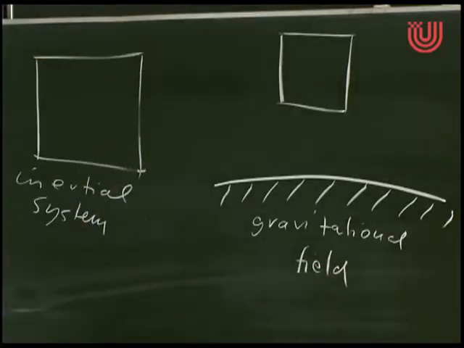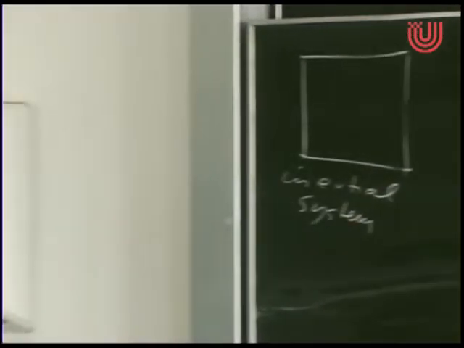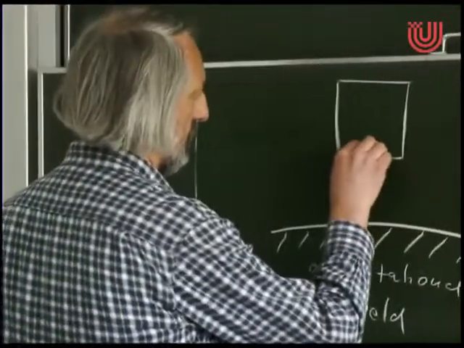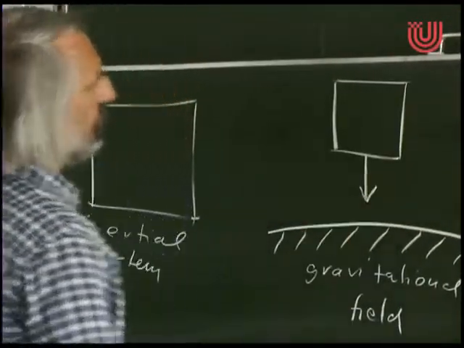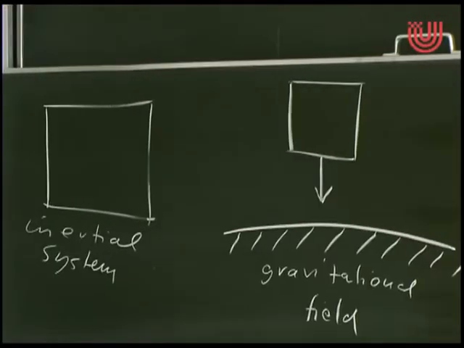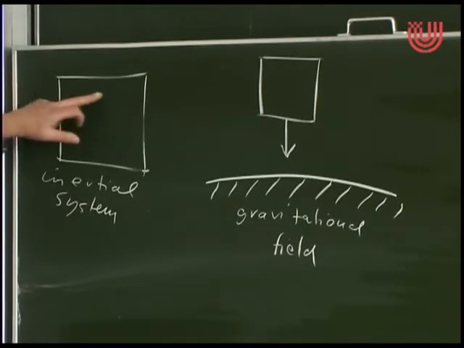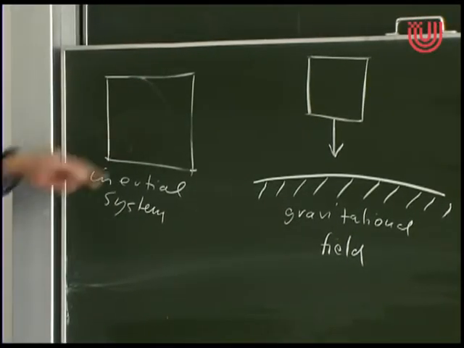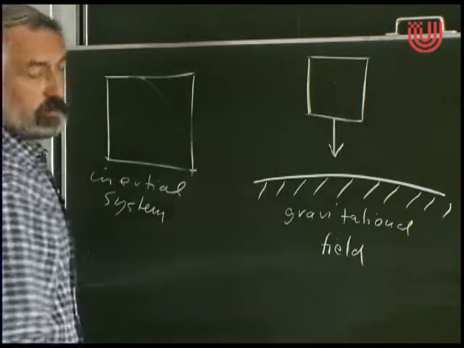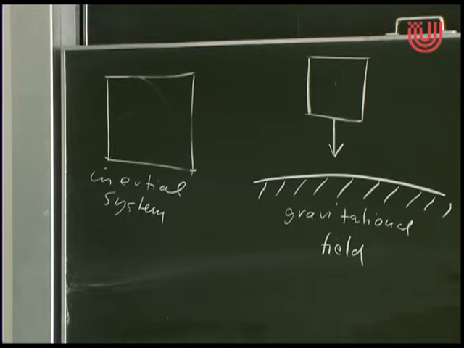So the acceleration wants to pull the box downward, and we have no resistance. Nothing stops the box from falling, so it's freely falling in this gravitational field. And the claim is, if the weak equivalence principle is true, then if we observe freely falling objects in this box, and we observe them in this box, that we cannot distinguish the situation.